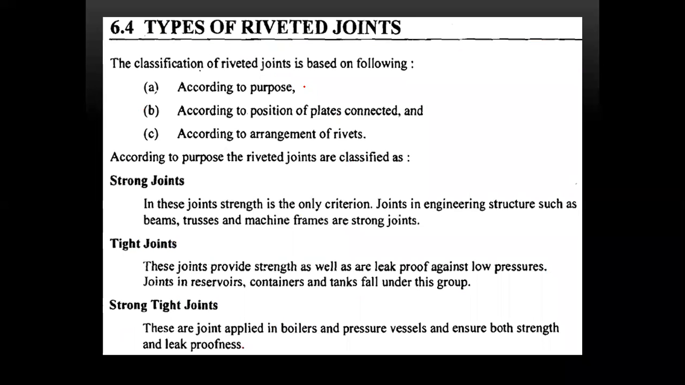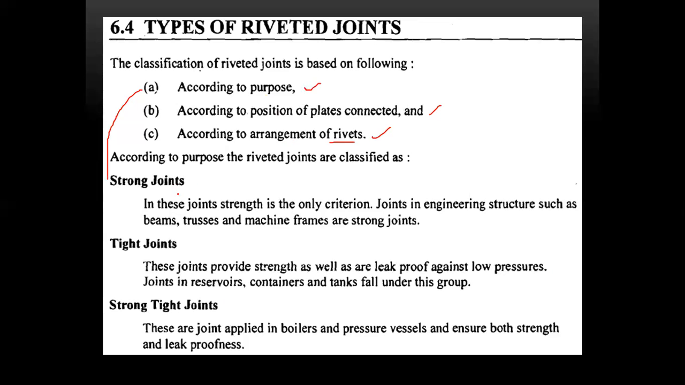Coming to the types of joints, these are classified based on three categories. One is application, where we are applying. Second is according to the position of the plates connected. Third is according to the arrangement of rivets. When you get a theoretical question in the exam, write these: first, according to the purpose, according to the position, according to the arrangement of rivets.